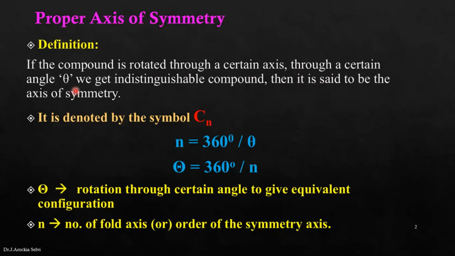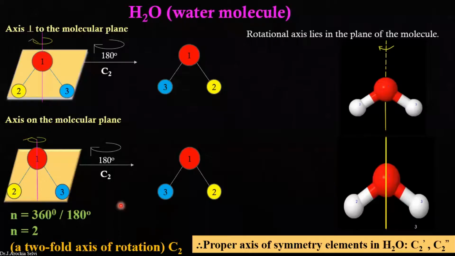So the definition is as follows: if the compound is rotated about a certain axis through a certain angle theta, and we get an indistinguishable compound, then it is said to be an axis of symmetry. It is denoted by the symbol Cn. C stands for cyclic, and n represents the number of folds, or the order of the symmetry axis. Theta is the angle through which the object is rotated in order to give an equivalent configuration.